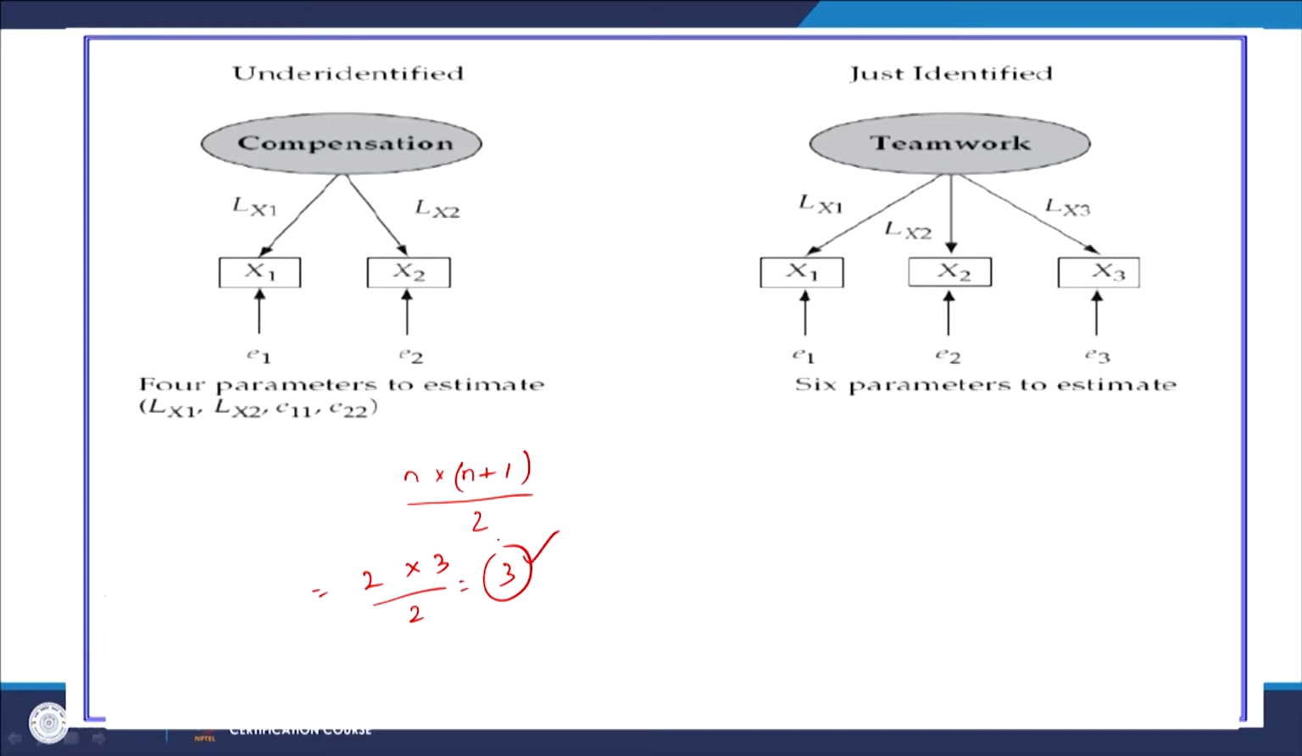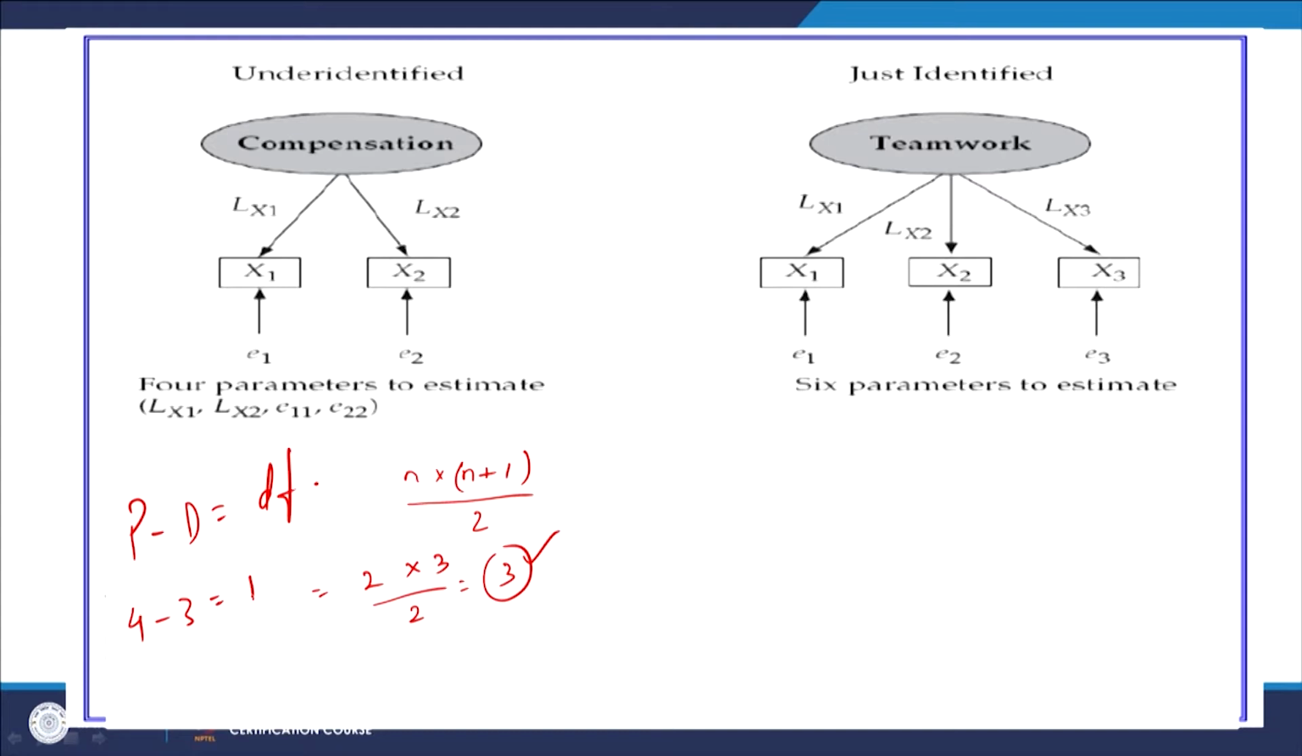So we look at the number of parameters and calculate the number of data points, which is actually the number of covariances. If you subtract the data points from the parameters, D, we get our degrees of freedom. In this case, 4 minus 3 is equal to 1. So this is a case where we say it is an under identified model, okay.